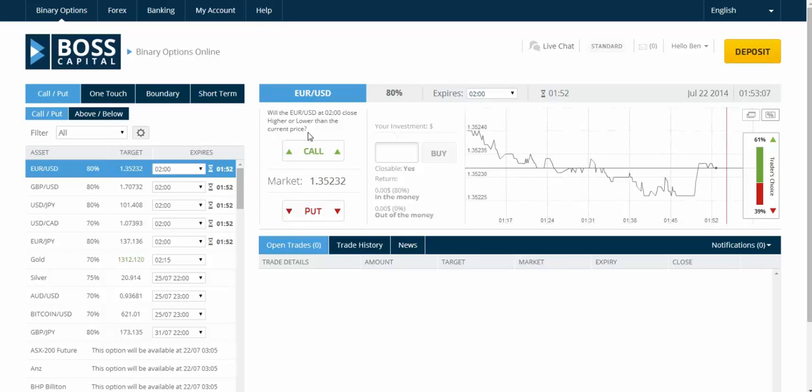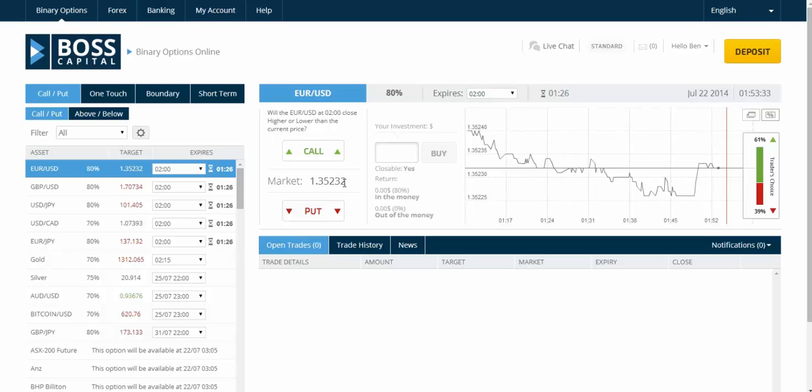Alright, the first thing that we need to discuss is that there are 4 different asset classes that we use. Starting with the call puts, this is the standard binary option. Essentially what the call put shows you is you're trying to determine whether the price will go up or down by a certain time. So for example here for the euro dollar, the idea is that by 2 o'clock we want the price to either go up or down. And you see our current market price right here.